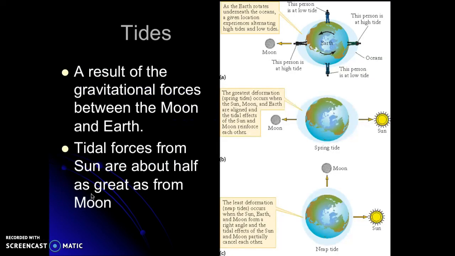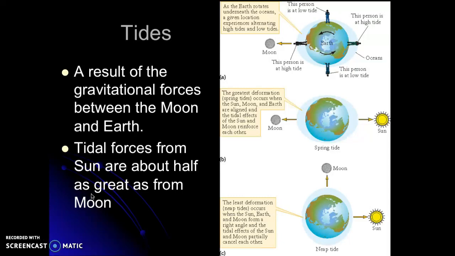Another great result of this gravitational play of the Earth, the Moon, and the Sun is our tides. Because the Moon has a gravitational pull on the Earth, and the Earth has a gravitational pull on the Moon, we affect each other. What's neat about our Earth is our oceans are fluid and dynamic. They can move around. So our oceans feel the tug from the Moon and from the Sun, and this causes the tides.